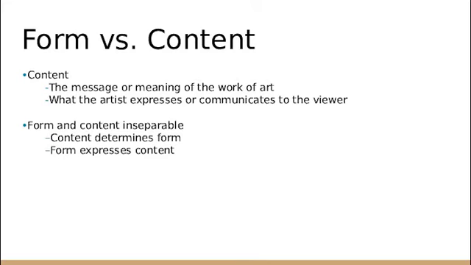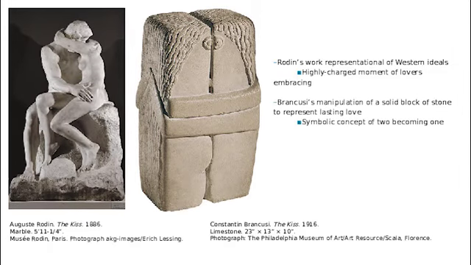So here's an example of two artworks that have the same content but very different form. On the left, you'll see Auguste Rodin's The Kiss, and on the right, you'll see Constantin Brancusi's The Kiss. Now, Rodin's work is representational of Western ideals. There's this highly charged moment of lovers embracing, and it also demonstrates so much technical skill, so much mastery of anatomy, so much mastery over the medium, over showing how well he can carve the marble itself, like this constant flexing contest that I keep referencing between artists. It's very much in the Western canon's ideals.